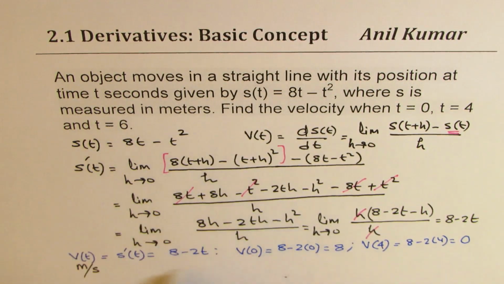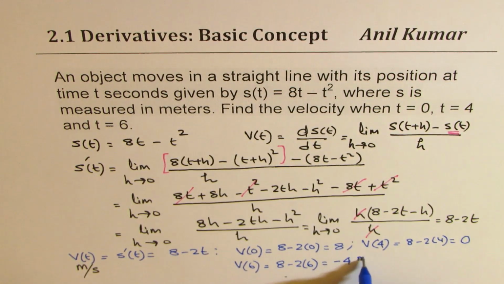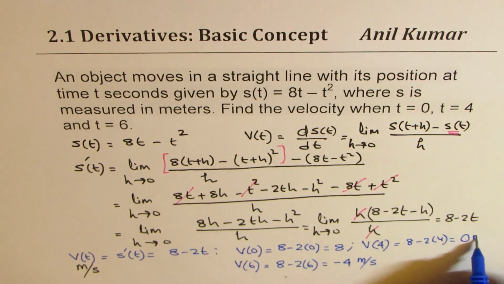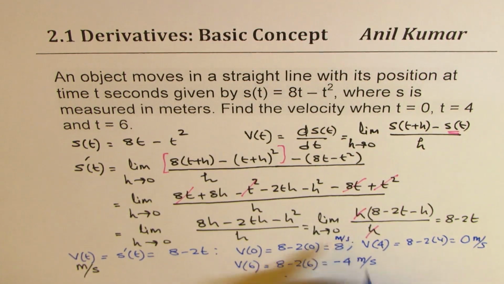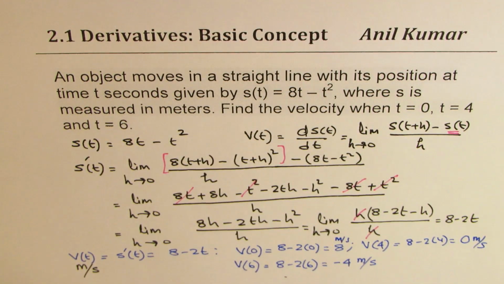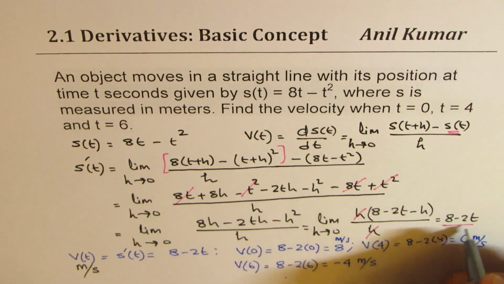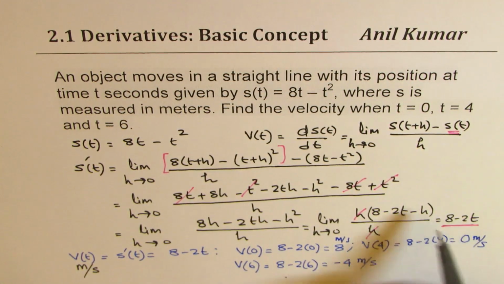And the last one is t equals 6. So velocity at 6 is 8 minus 2 times 6, which is 12. So we get minus 4 meters per second, right? So all units are in meters per second. So it is 8 meters per second at t equals 0. So we get the velocity of the function at different instants of time after finding a general expression. Substitute t with all different values and get your answer, right?